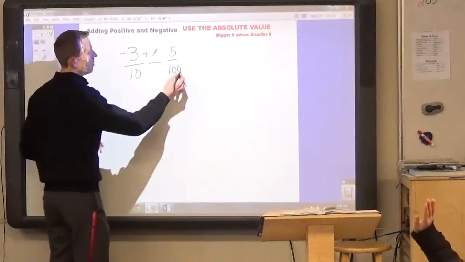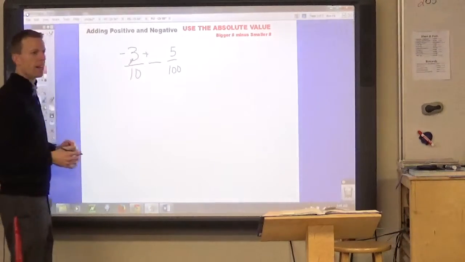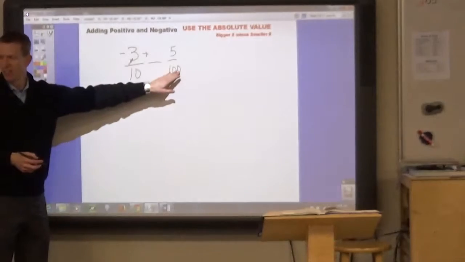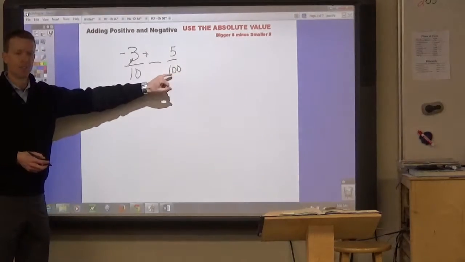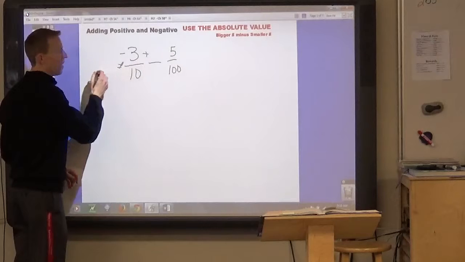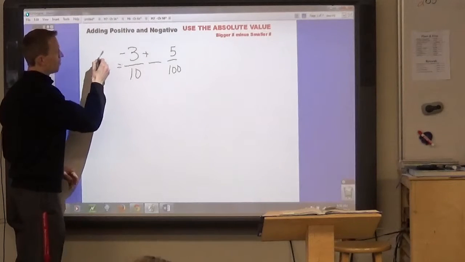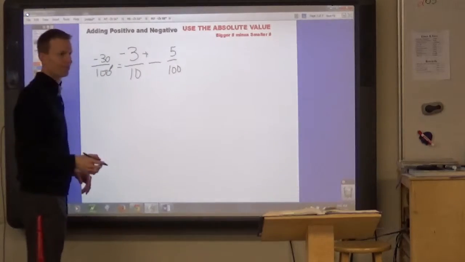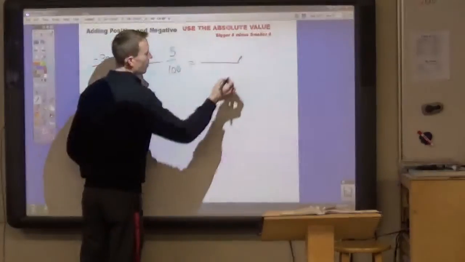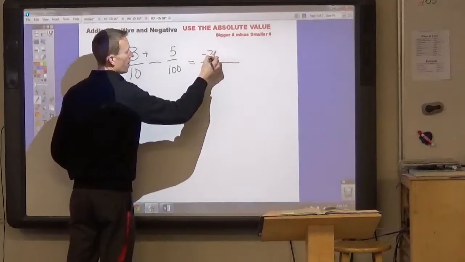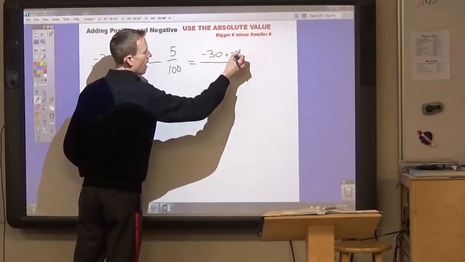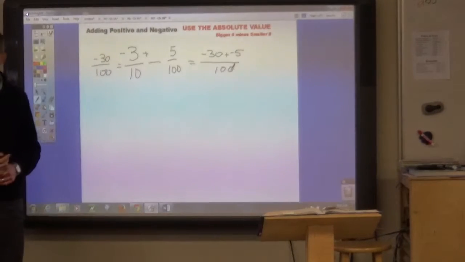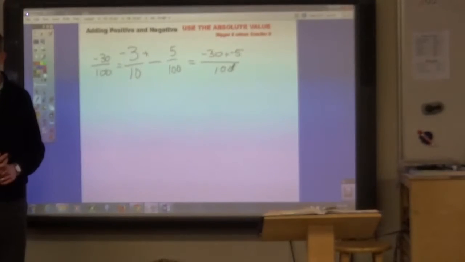So, if this is negative 3/10, we'd have to change this to what? Hundredths. How many is that? Negative 30 hundredths. So then we are adding negative 30 plus negative 5, and they're all hundredths. Okay?